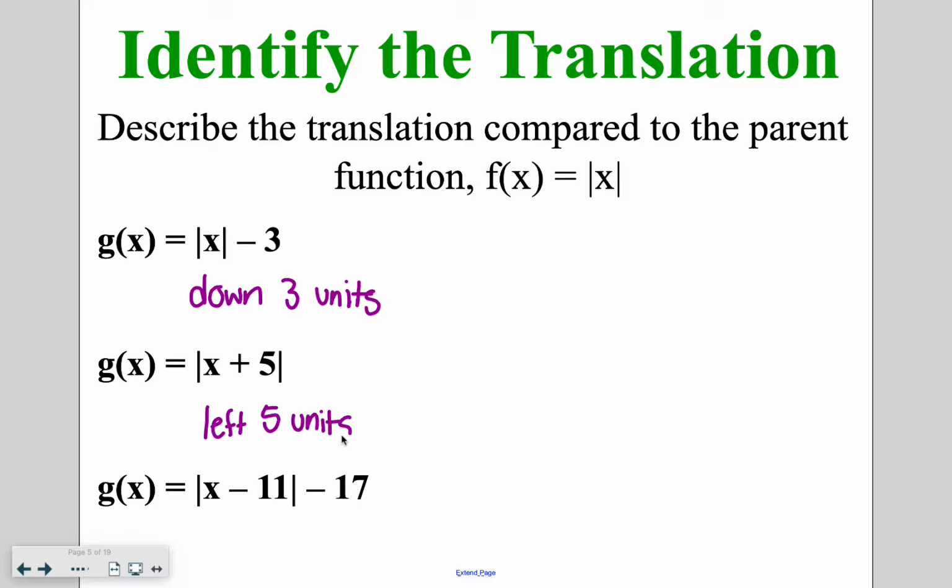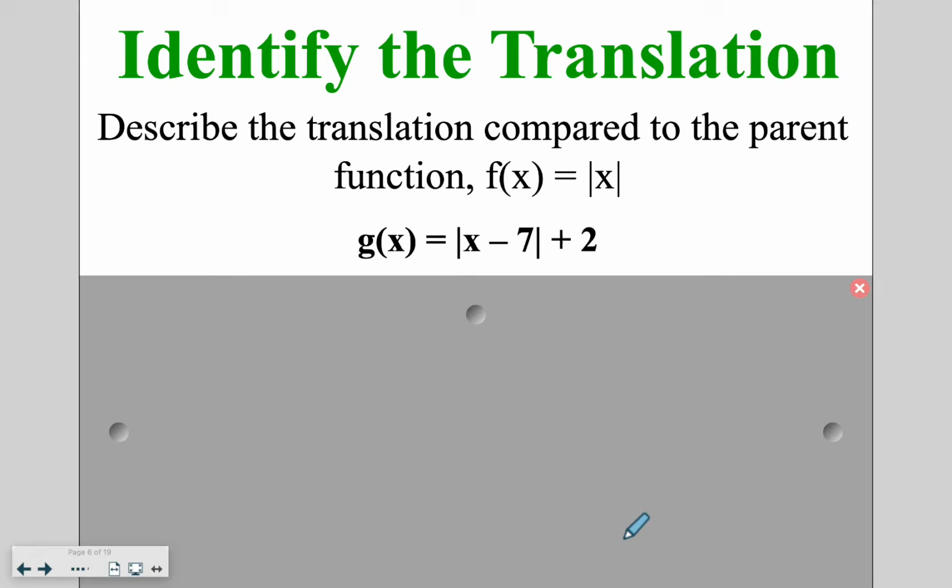And then this last example is a double movement because I've got something inside and outside those absolute value bars. Subtracting the 11 is going to tell me that we are moving right 11 units. And then subtracting the 17 outside the bars is going to tell me that we are moving down 17 units. So you are looking similar to those linear equations. Are you adding or subtracting? Is it inside or outside those absolute value bars? Go ahead and identify the translations for this one on your own.